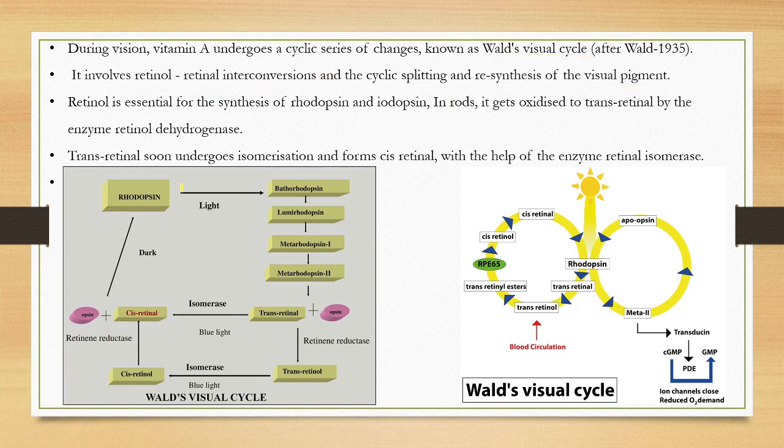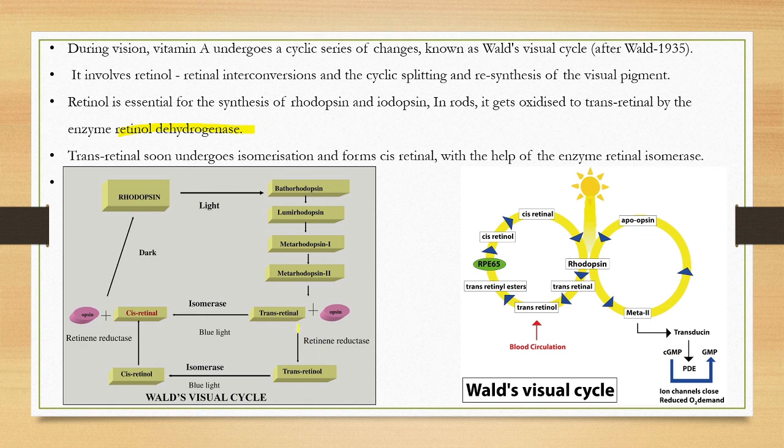Retinal is essential for the synthesis of rhodopsin and iodopsin. In rods, it gets oxidized to trans-retinal by the enzyme retinol dehydrogenase. Trans-retinal soon undergoes isomerization and forms cis-retinal with the help of the enzyme retinal isomerase. So let's see this picture. When light falls on rhodopsin, there is a series of changes: bathorhodopsin, lumirhodopsin, metarhodopsin 1 and metarhodopsin 2. Then it splits into two: trans-retinal and opsin.